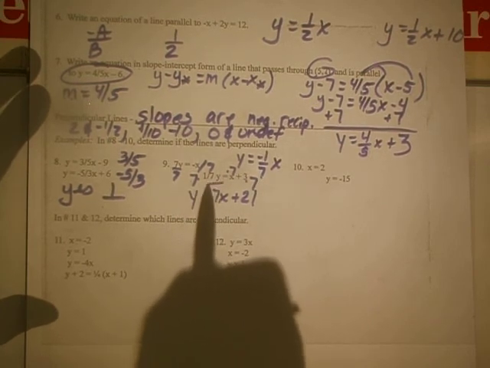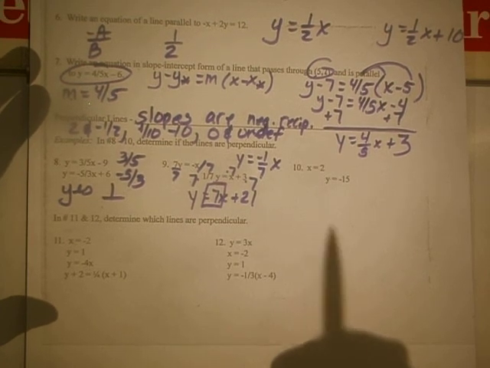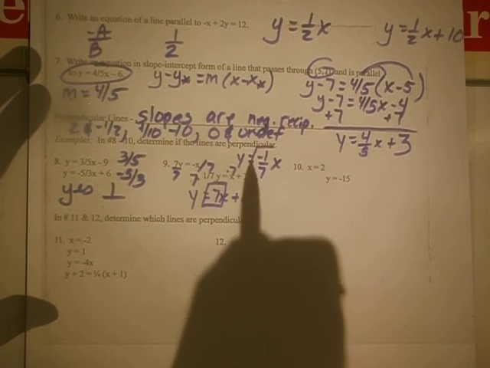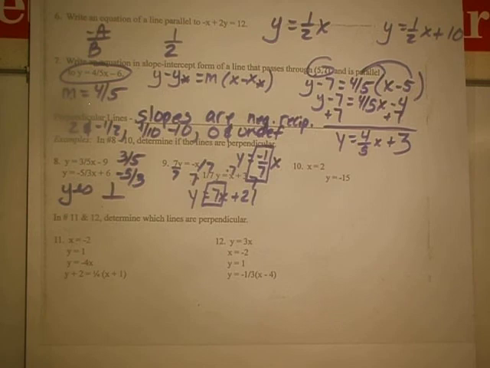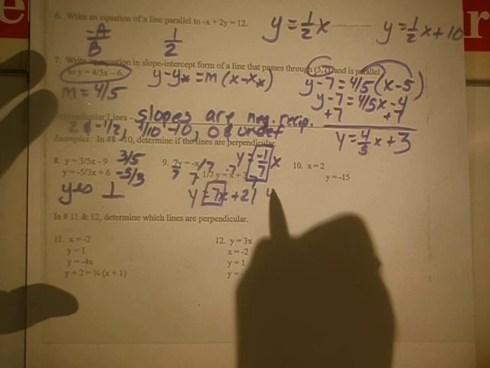So this equation has a slope of 7. This equation has a slope of negative 1/7. And we need to say yes or no whether 7 and negative 1/7 are negative reciprocals. And they are, so those would be a yes.